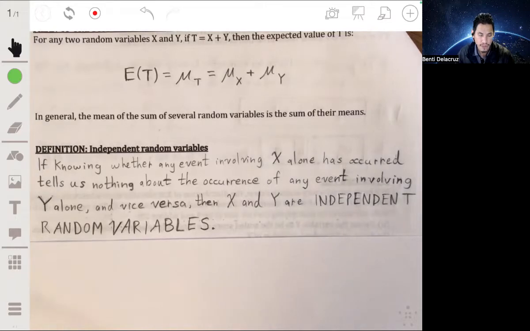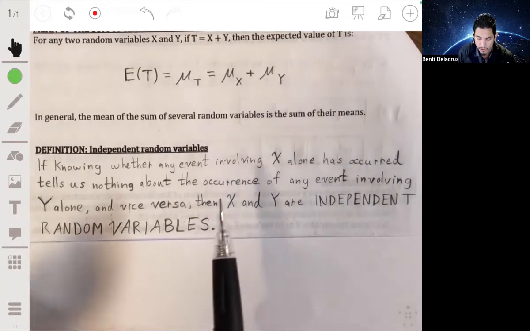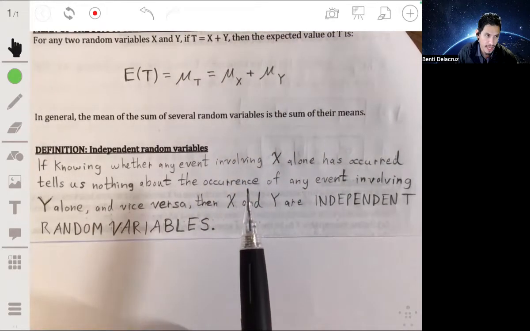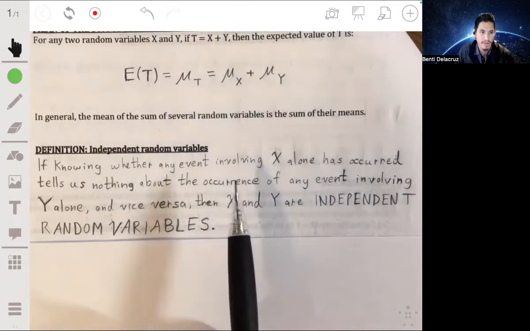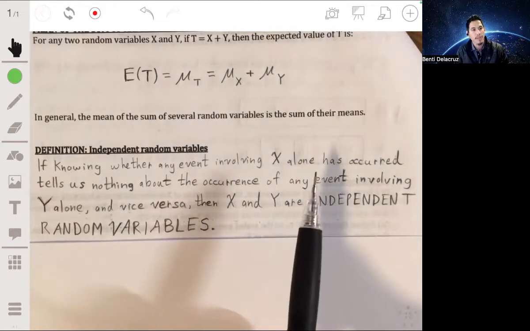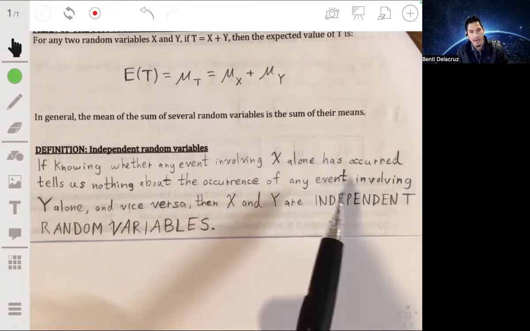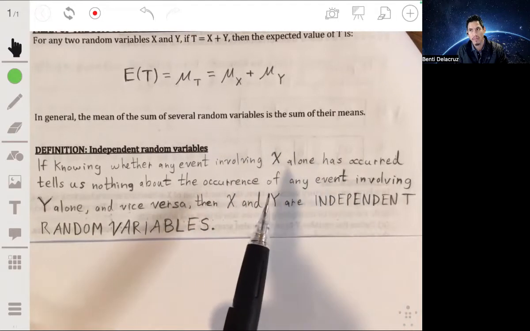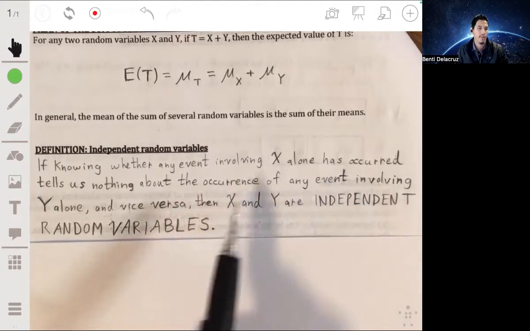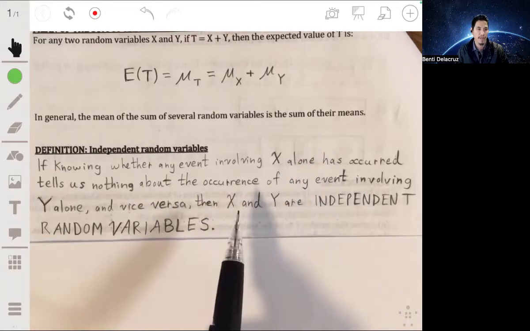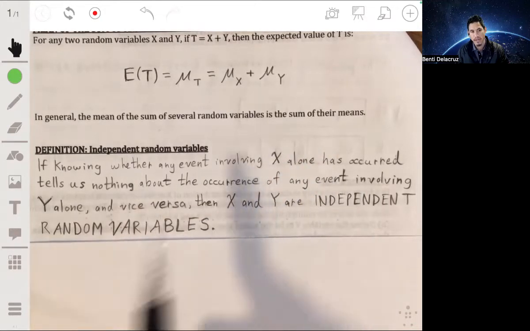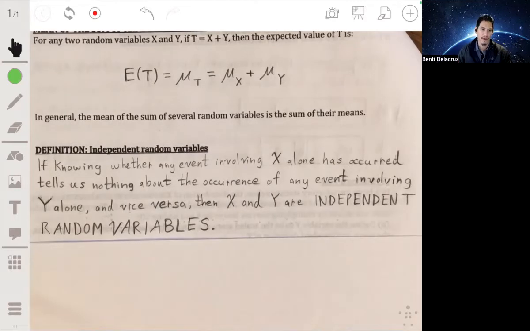So again, when we say random variables are independent, that means one of the variables occurring tells you nothing about the occurrence of the other one. It doesn't help you determine the probability of the other variable. So if x and y are independent, x occurring tells you nothing about the probability of y occurring, and vice versa.